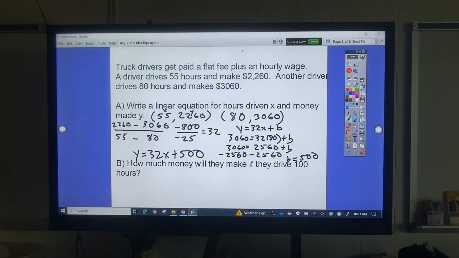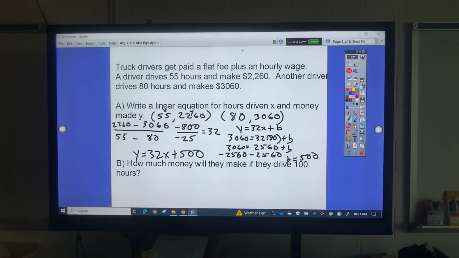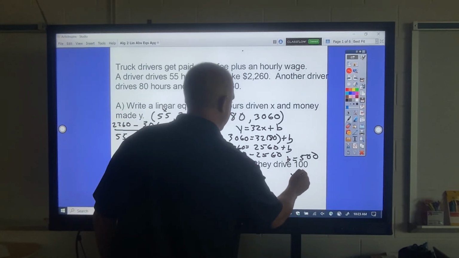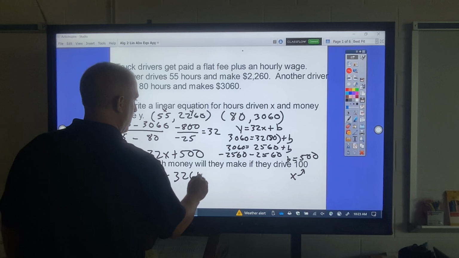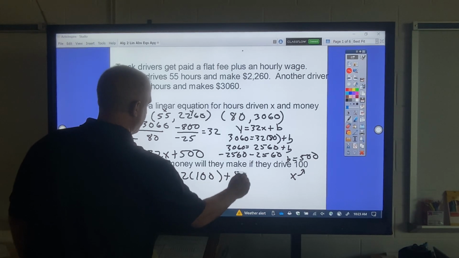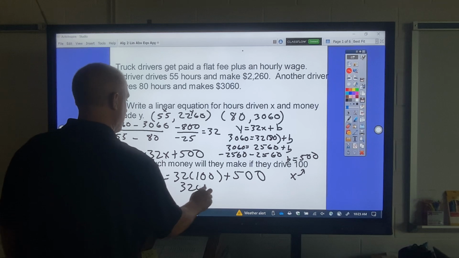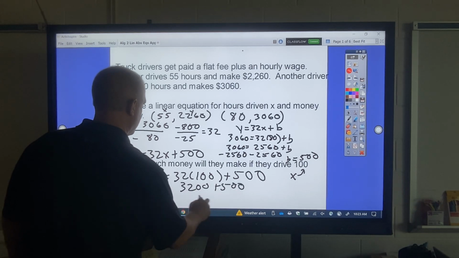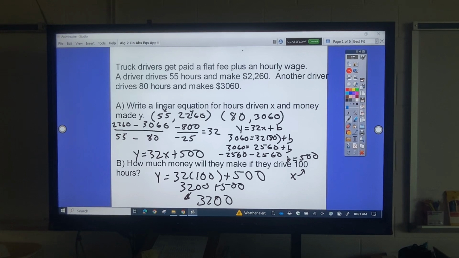Let's read the next question. How much money will they make if they do 100 hours? Which one is 100 hours? 100 hours is x. So very simply, all I have to do is put 100 in and multiply. That's 3,200 plus 500, which is 3,700. So similar to the data cycle, what is x? What is y?